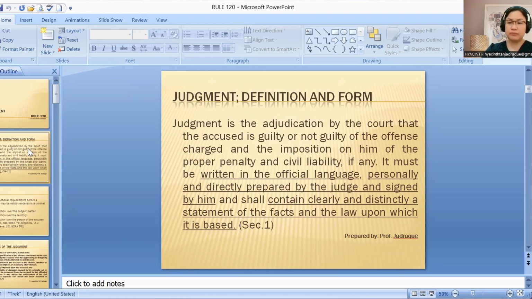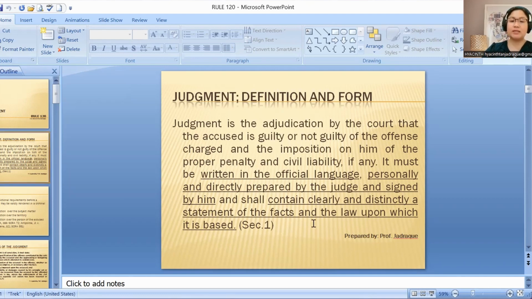In other words, after all the proceedings wherein the prosecution proves the case, they prove all the elements of the crime, as well as the identity of the accused to be the perpetrator of the crime, as well as the defense of the accused, the court shall adjudicate as to the outcome of the proceeding, and we call that judgment. And how does a judge prepare a judgment?